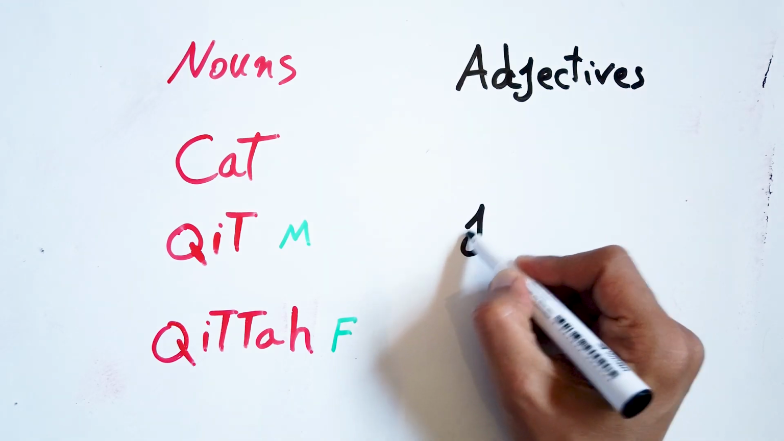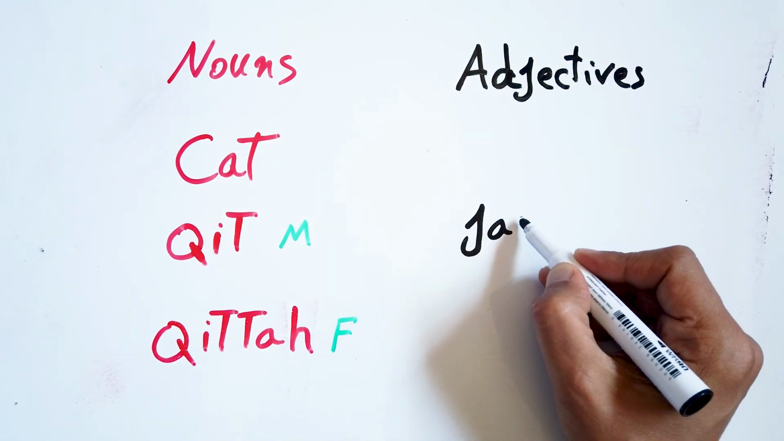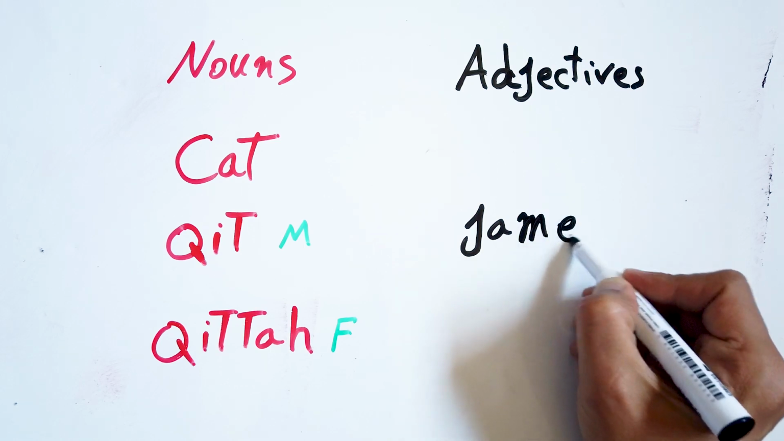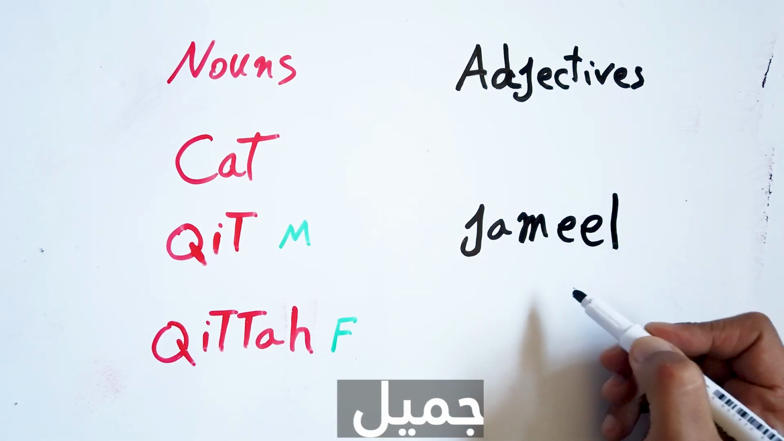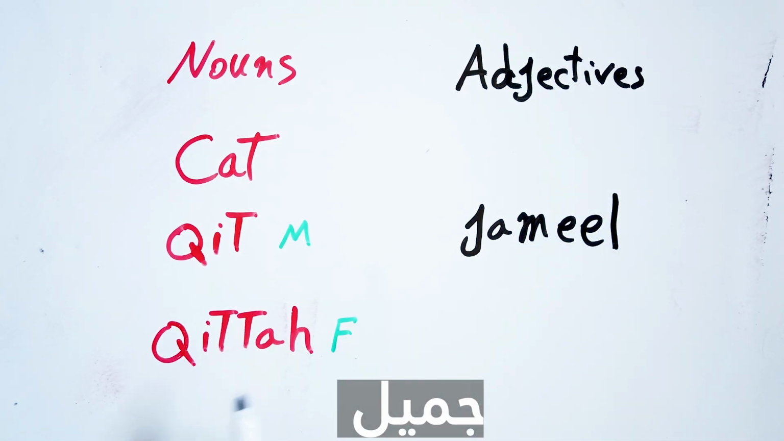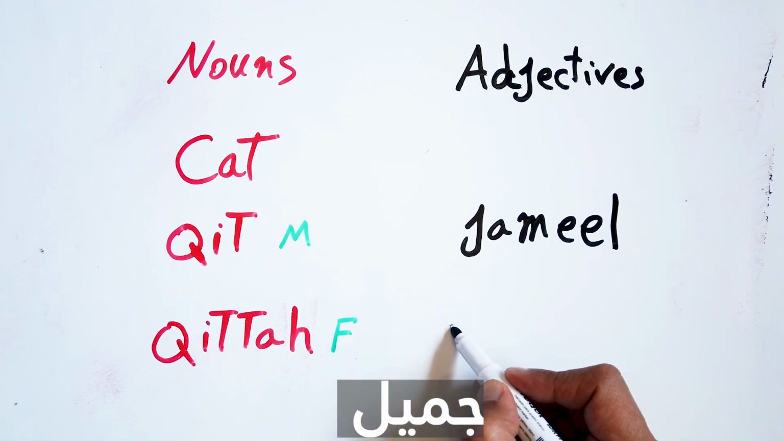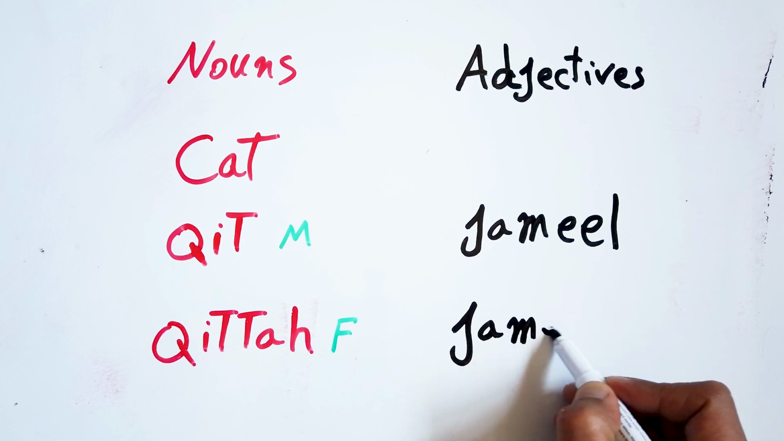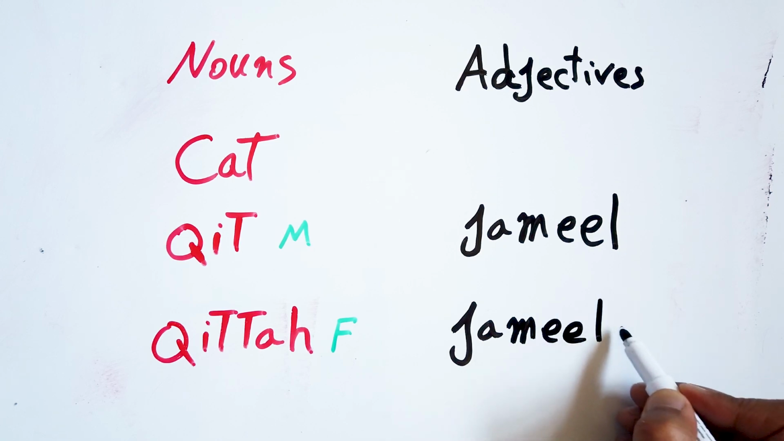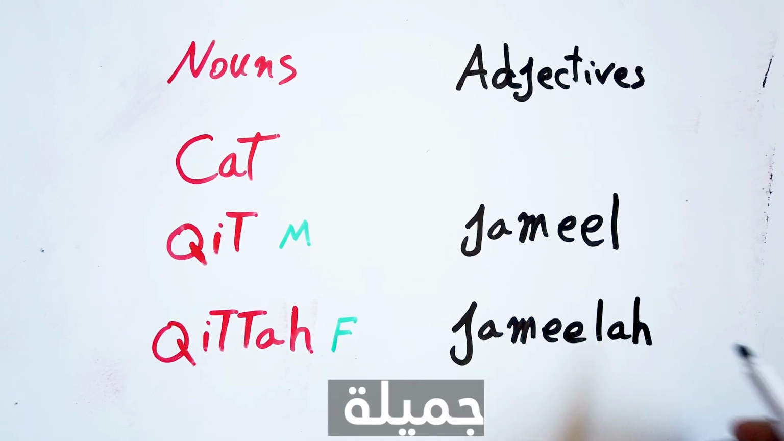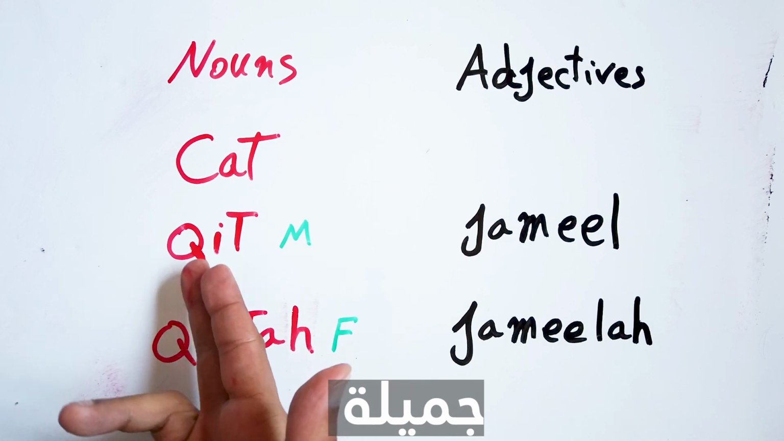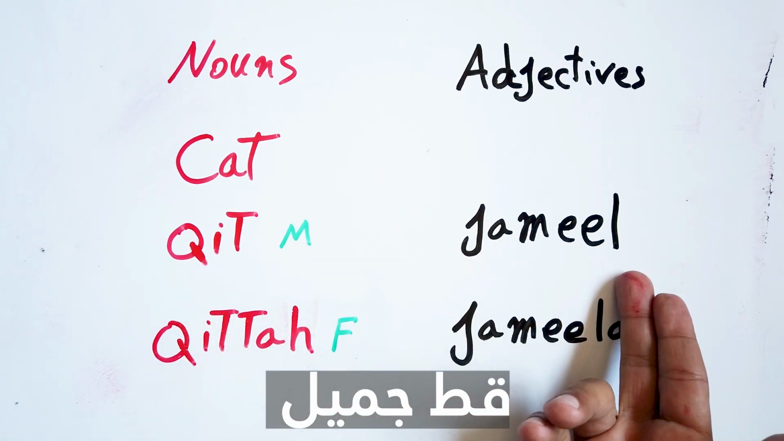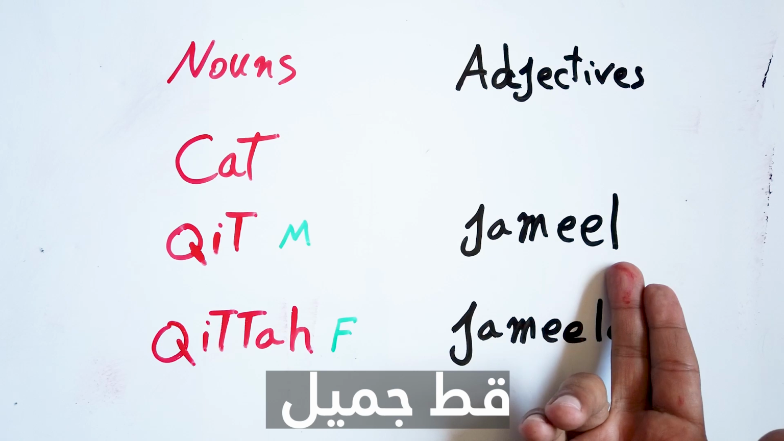And if I want to say a beautiful male cat, so I'm gonna add here beautiful in Arabic. Beautiful in Arabic, it is jameel. Okay? And if I want to say a beautiful female cat, I'm going to say jamila. As you see here. So if I say qit jamil, it means a beautiful cat.